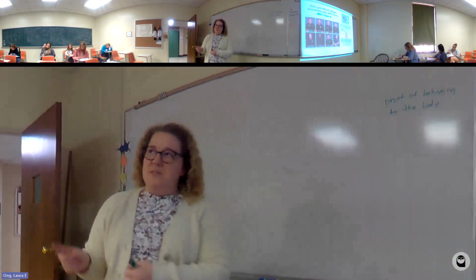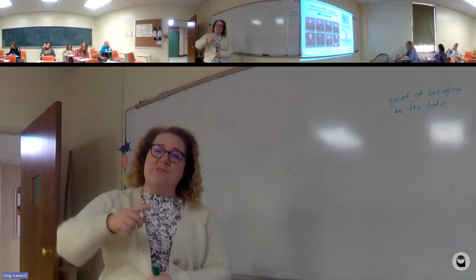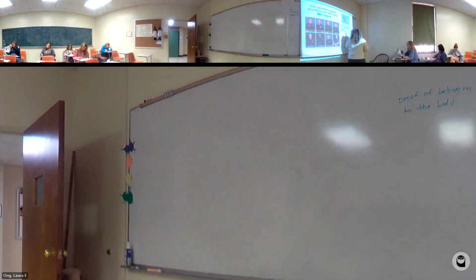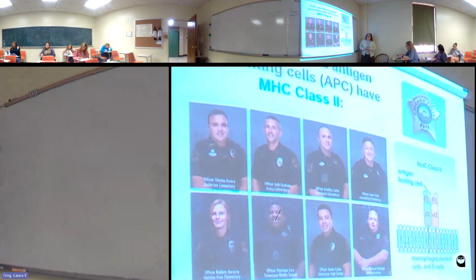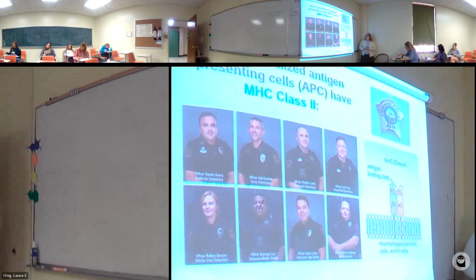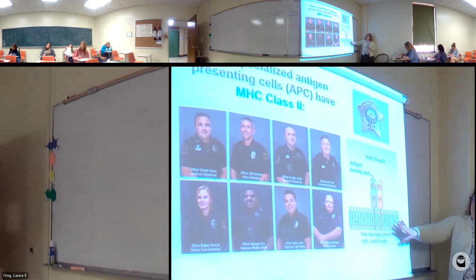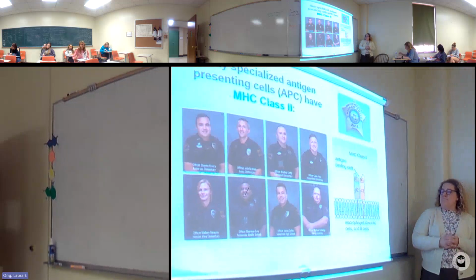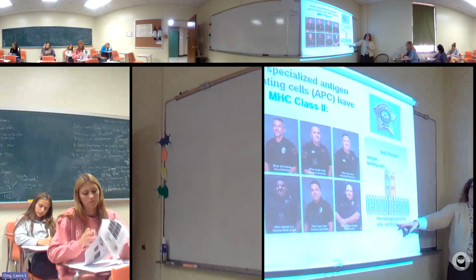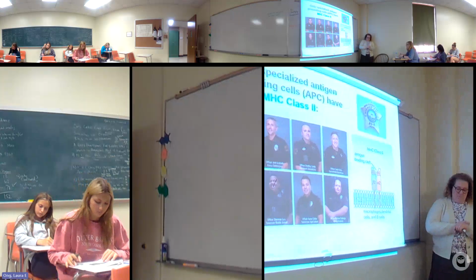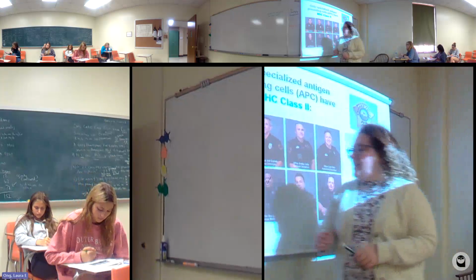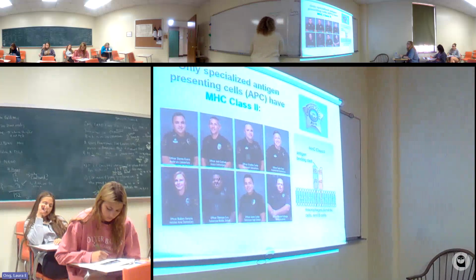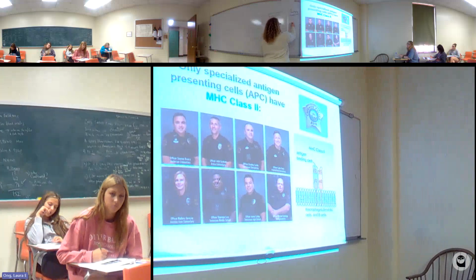There are some cells in the body that have an additional type of protein sticking out of their surface called an MHC class 2. And this is telling you what type of cells have an MHC class 2. MHC class 2 is not like having a King ID, but it's kind of like having a security badge.